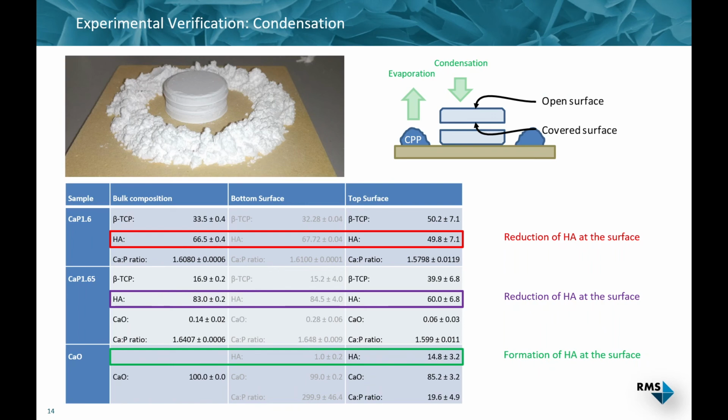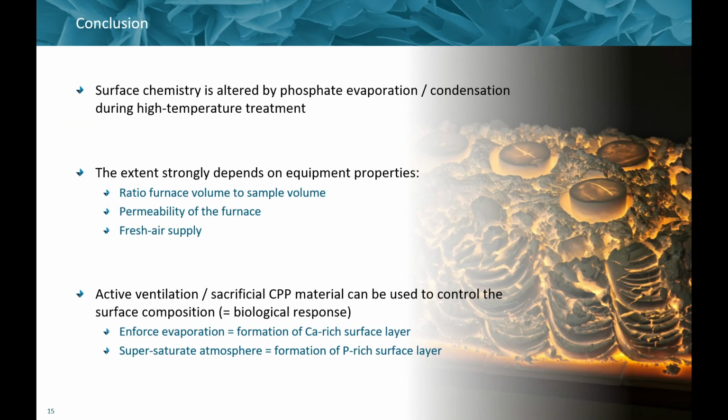So to summarize, first of all, our thermodynamic calculations showed that the surface chemistry is altered by thermal treatment of calcium phosphate ceramics by either evaporation or condensation during high temperature treatment based on the composition of the atmosphere. The extent of the surface modification depends on several technical parameters. For example, the ratio of the furnace volume to the sample volume. Also, the permeability of the furnace determines how quickly saturation of the atmosphere is reached.